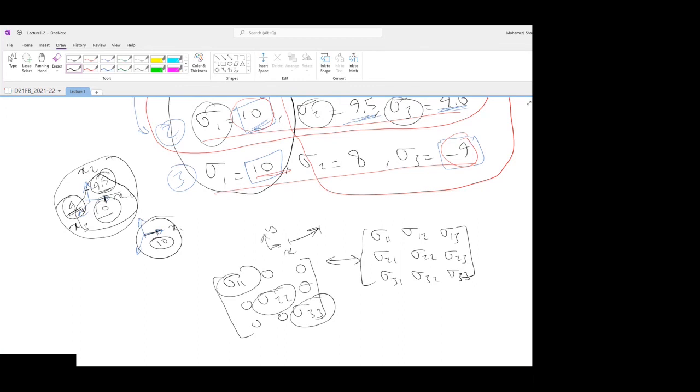So I'm going to talk about the stress and the stress tensor. So it's basically these components of the stress. I'm going to come back to von Mises. I'm going to come back to other methods to combine the stress and evaluate it.